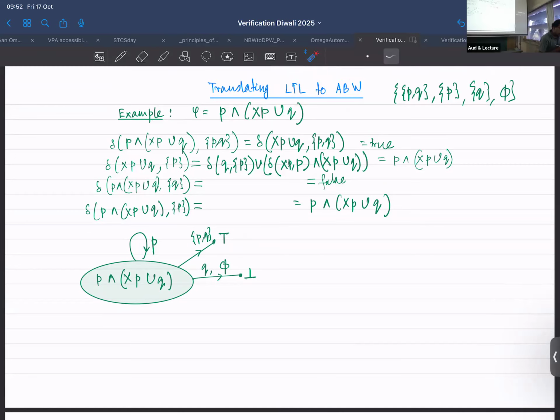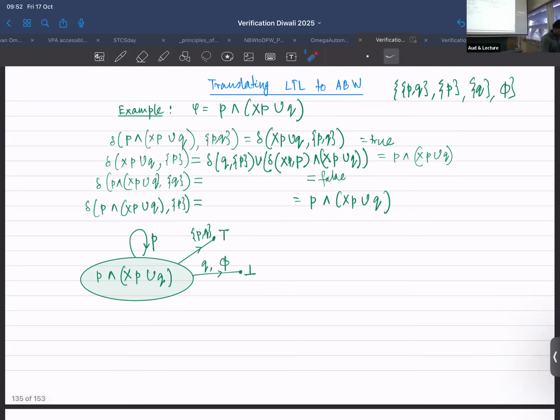So now let's look at the transition. The only state that we have which is reachable is this state. You start from this state, and then on P you are on the same state. What is happening on PQ? You are going to true. On Q, you are going to false. We did not do one thing, which is delta of P and XP until Q, comma the empty set.